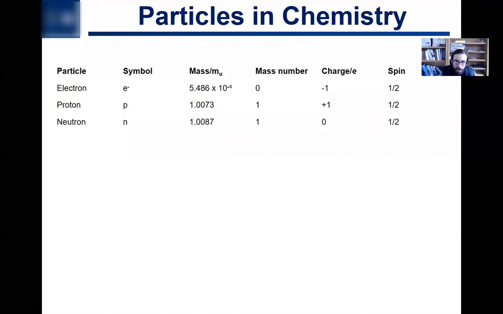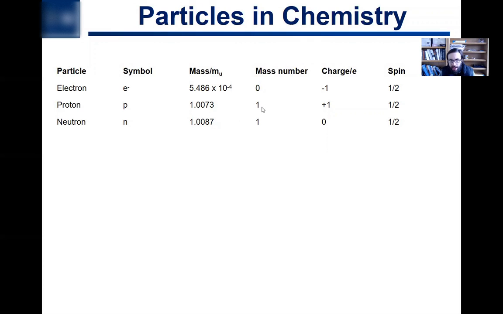Okay, so next we're going to talk about the different fundamental particles, subatomic particles that are relevant to chemistry. And the three that you all are very familiar with from general chemistry are the electron, the proton, and the neutron. Here are the different symbols and the mass, in atomic mass units, so it has a value in kilograms, but a proton is about equal to 1.